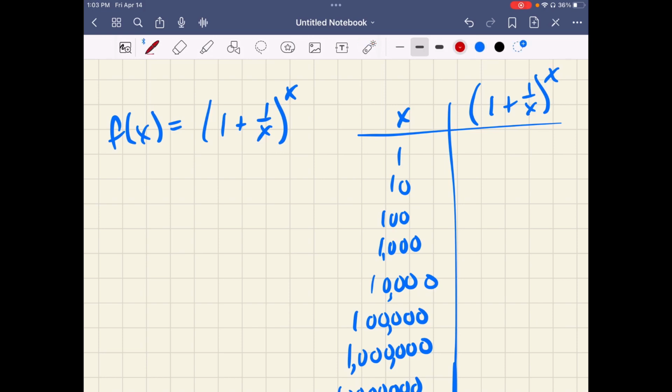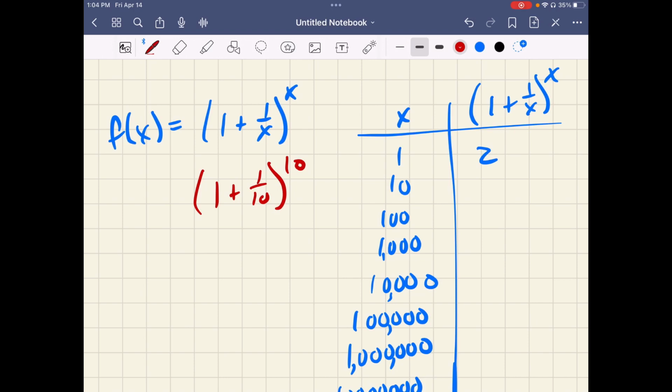So what we end up getting is 1 plus 1 over 1 to the 1 power, which is 2 to the 1 power, which is just a 2. All right. Then I'm going to continue on with that. I'm going to plug in the 10. So I get 1 plus 1 over 10 to the 10th power.